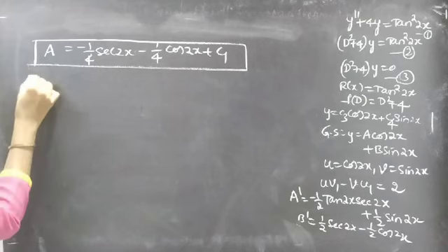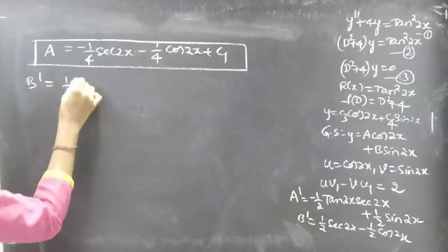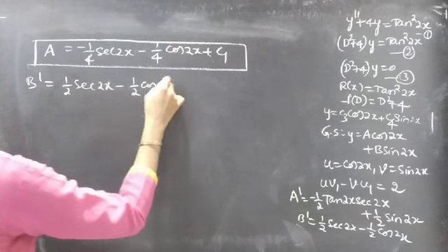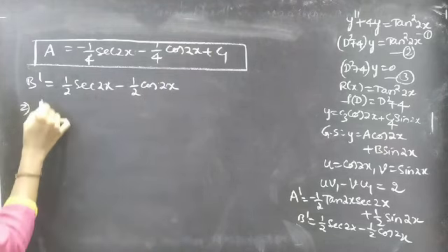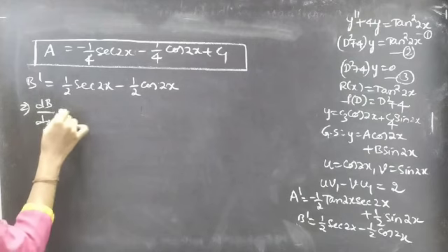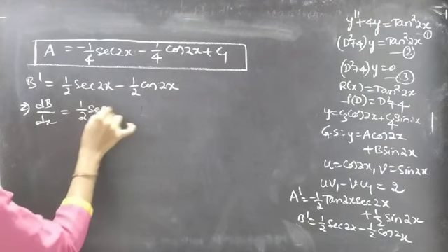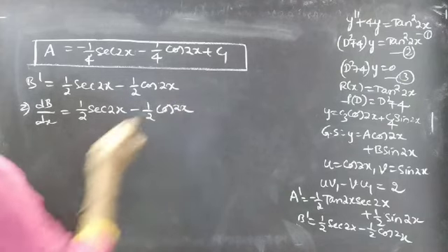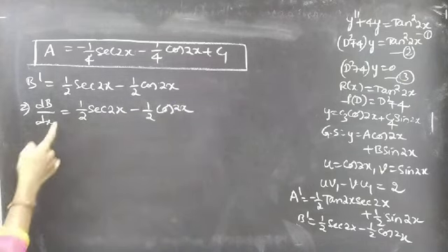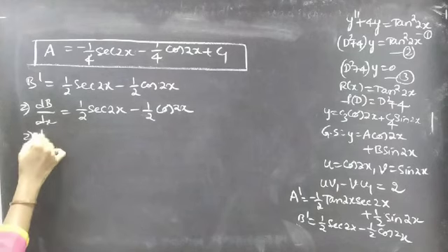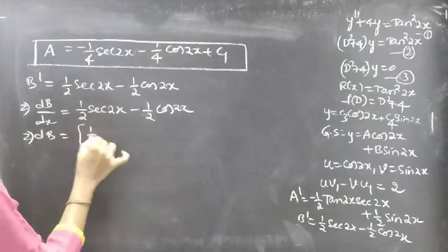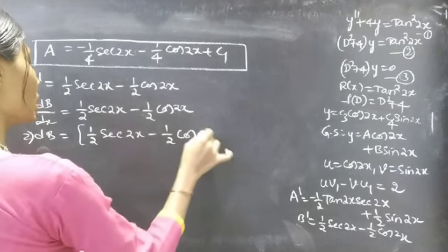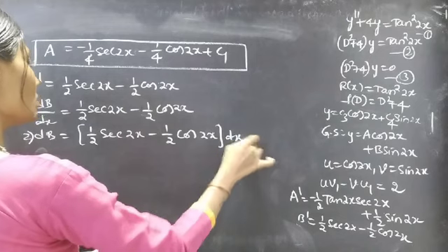We have b dash equals to 1 by 2 secant 2x minus 1 by 2 cos 2x. We can write b dash as derivative of b with respect to x, which is equals to 1 by 2 secant 2x minus 1 by 2 cos 2x. Let's separate the variables by sending dx to RHS. Then we'll get db equal to 1 by 2 secant 2x minus 1 by 2 cos 2x into dx. Here the variables are separable.